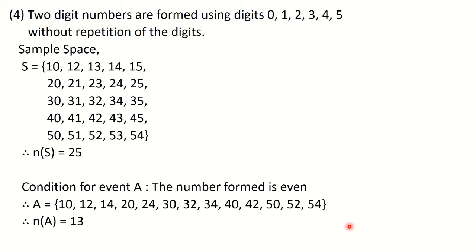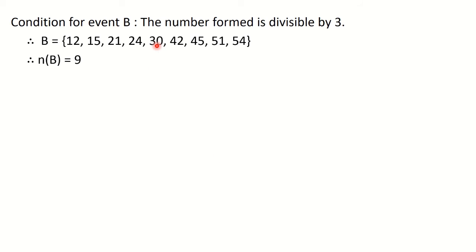Okay, I am going towards the next event, that is event B. Condition for event B is the number formed is divisible by 3. So we have to write down all the sample points from the sample space which are divisible by 3. So in the set B, we will have 12, 15 from the first line. From the second line, 21 and 24. Third line, only 30, which is divisible by 3 here. Then 42, 45 and 51 and 54.